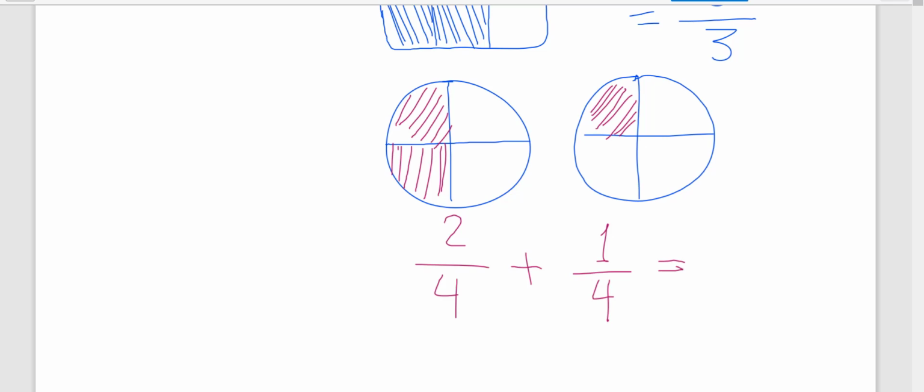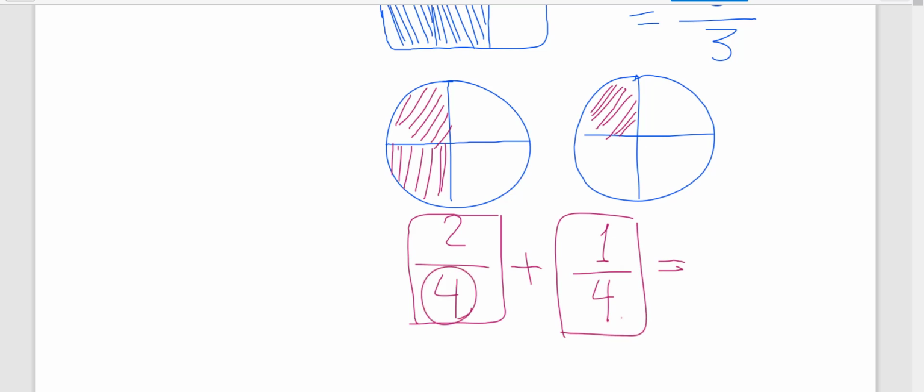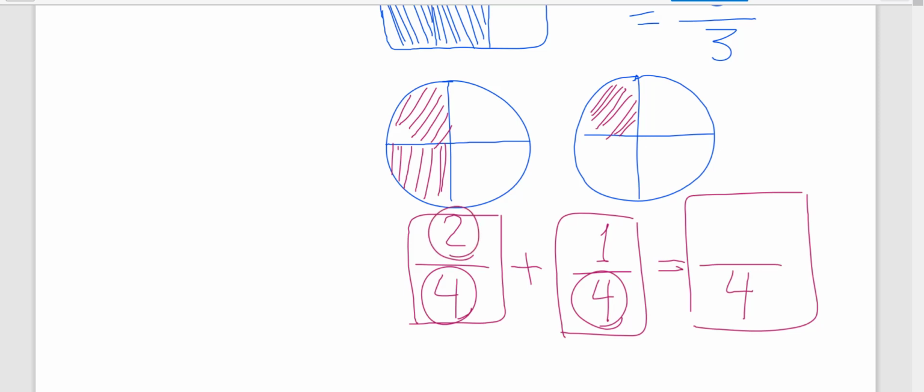Can we add the two fractions? Yes or no? Yes, because the denominators are the same number. Write the same denominator in the result, and add the two numbers in the numerator. 2 plus 1 equals 3.